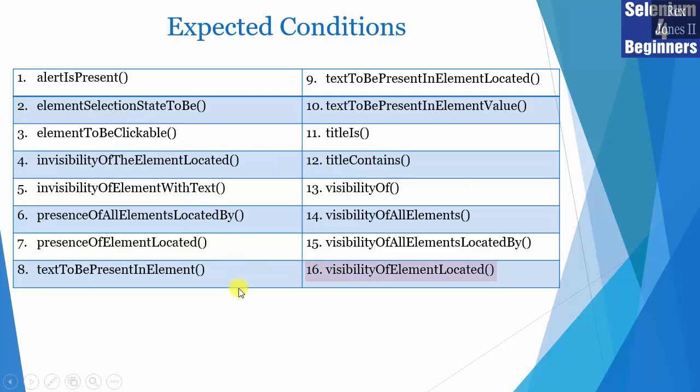Here's a list of 16 expected conditions. This is not the complete list. All of them would not fit in this table. I think it's nearly 20 expected conditions that are missing. If we choose to, we can create our own customized explicit wait using the ExpectedConditions class.